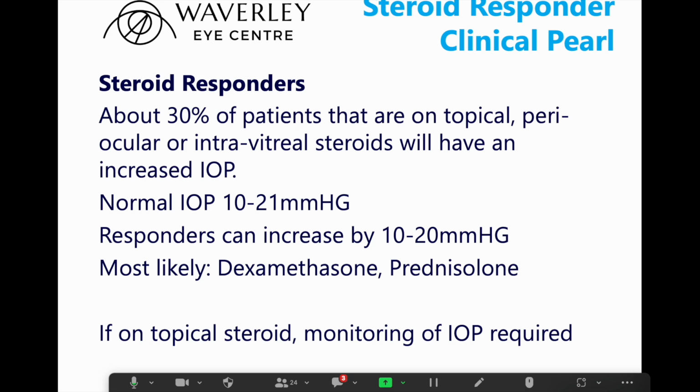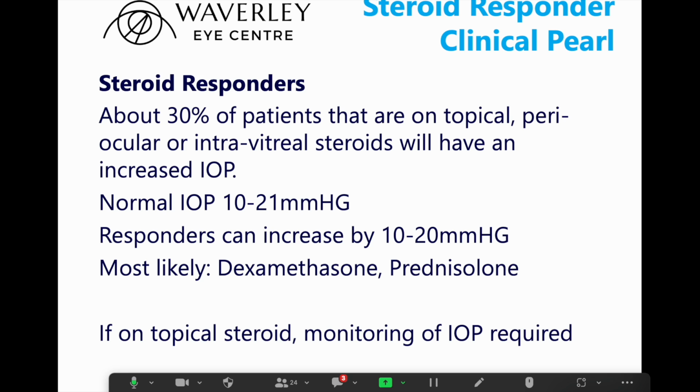That's a normal bell curve distribution. And steroid responders, their pressure can go up by 10 to 20 millimeters. It can start to do that within a couple of days. And if someone has a pressure in the 30s for a few days, that can result in vision loss. So you've got to be very careful.